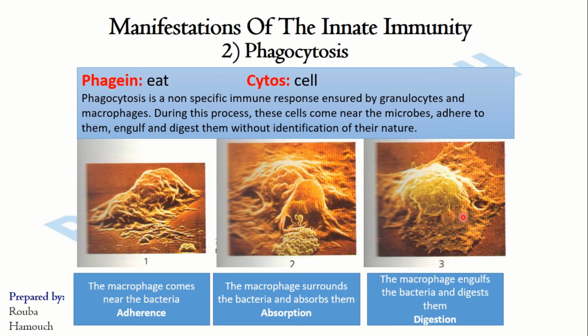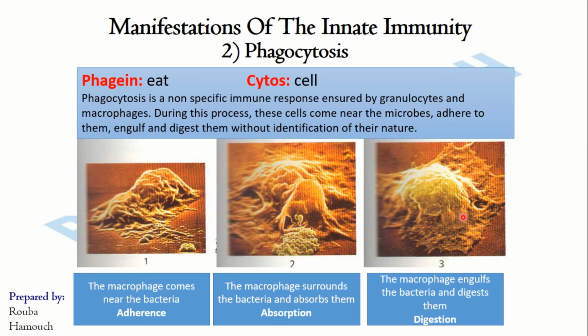Now, in the second case, following the digestion, the macrophage cannot digest the bacteria totally, since the bacteria is resistant or the macrophage lacks hydrolytic enzymes. So in this case, the bacterium remains intact in the macrophage, but it may multiply later on. Once the bacterium multiplies, we pass to the third case, the severe case.